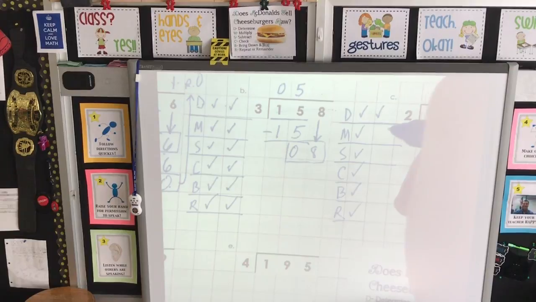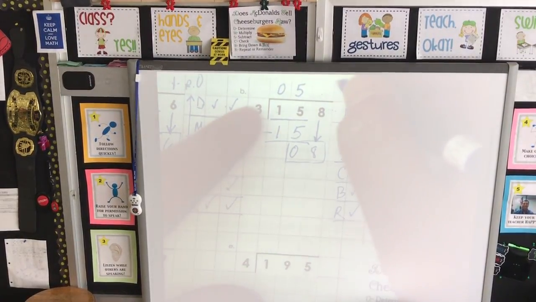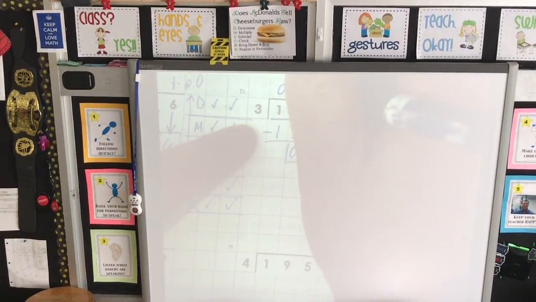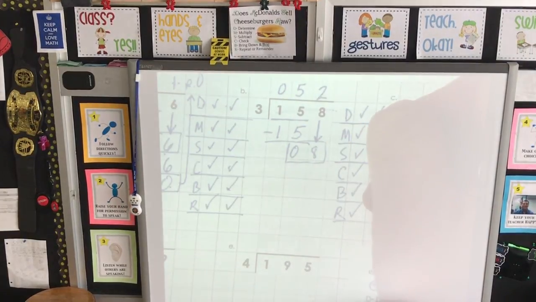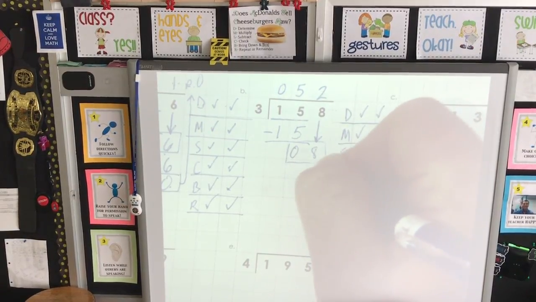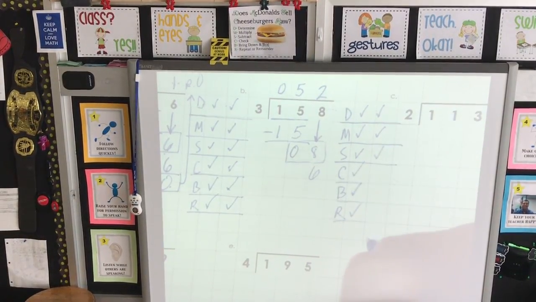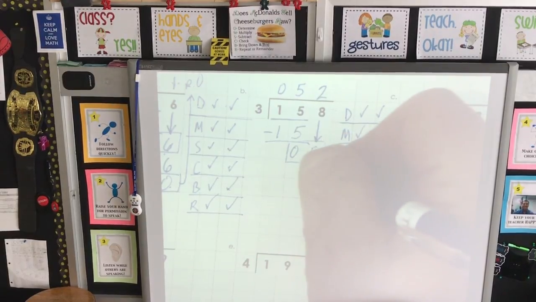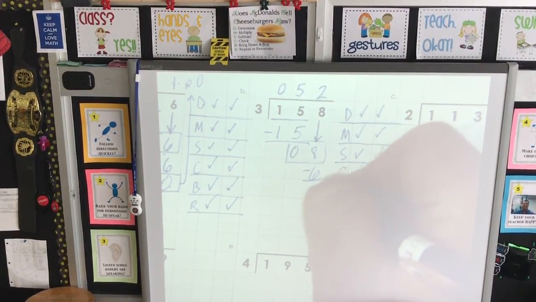Participation helps you get really good at it. Go ahead, Kaylee. 2. 3 times 2 is 6. How do we know that works? Because 3 times 3 is 9, which goes over. So 3 times 2. Okay, the M, ready, go. Multiply 3 times 2 equals 6. Okay, what's the S? Go. Subtract 8 minus 6 equals 2.